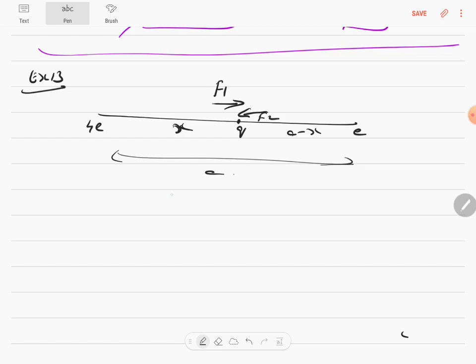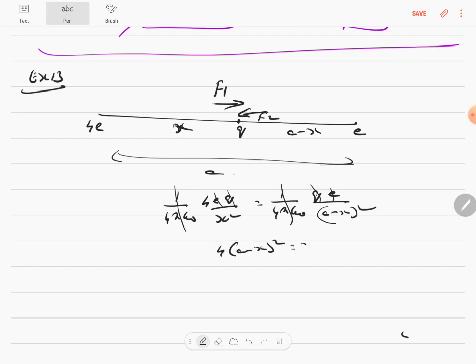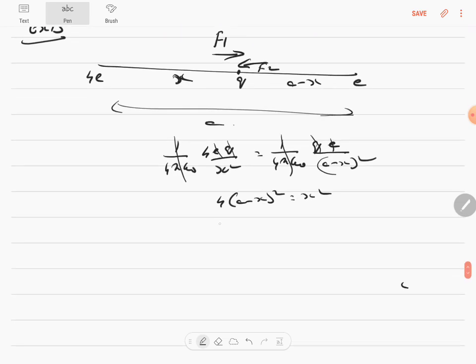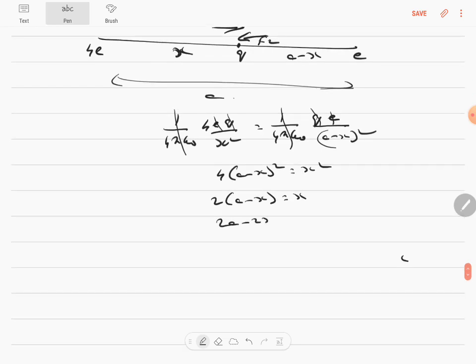So let's do what is F1. F1 is 1 by 4 pi epsilon naught into 4e into q by x square, which should be equal to 1 by 4 pi epsilon naught, or you can even put k, small q into small e by a minus x the whole square. So 1 by 4 pi epsilon naught gets cancelled, e gets cancelled, q gets cancelled. So you get 4 into a minus x the whole square is equal to x square. On taking a square root, you get 2 into a minus x is equal to x. So 2a minus 2x is equal to x, 2a is equal to 3x.